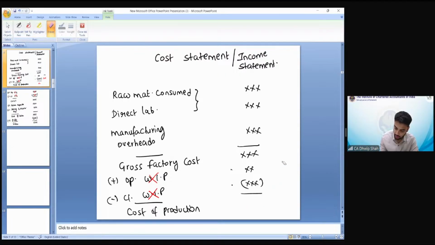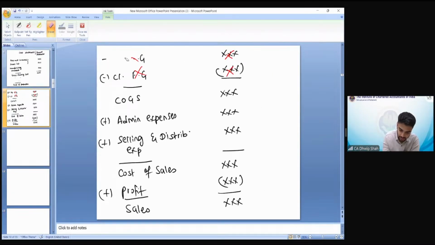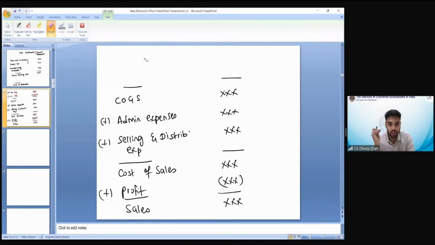Okay, so you have to remember this. Yes, this is very crucial. Whether I write this or not makes no difference. But I wrote this so that you can connect with the cost sheet that you have learned in costing.